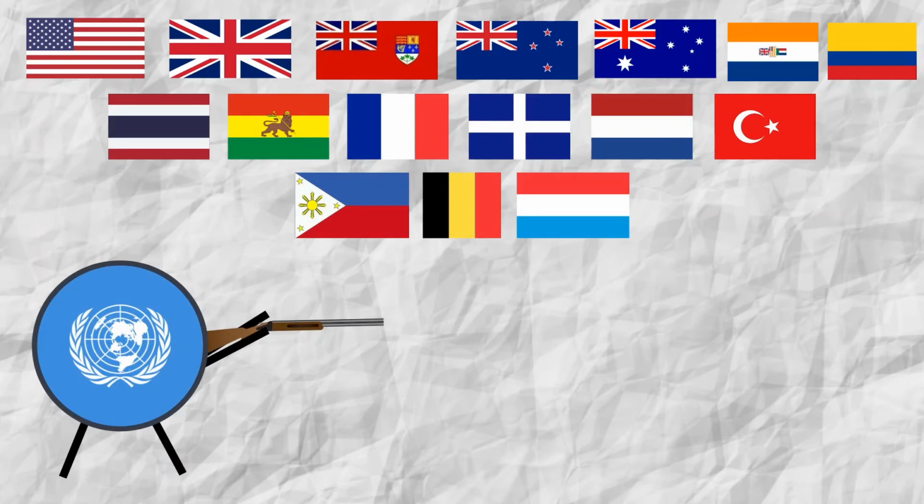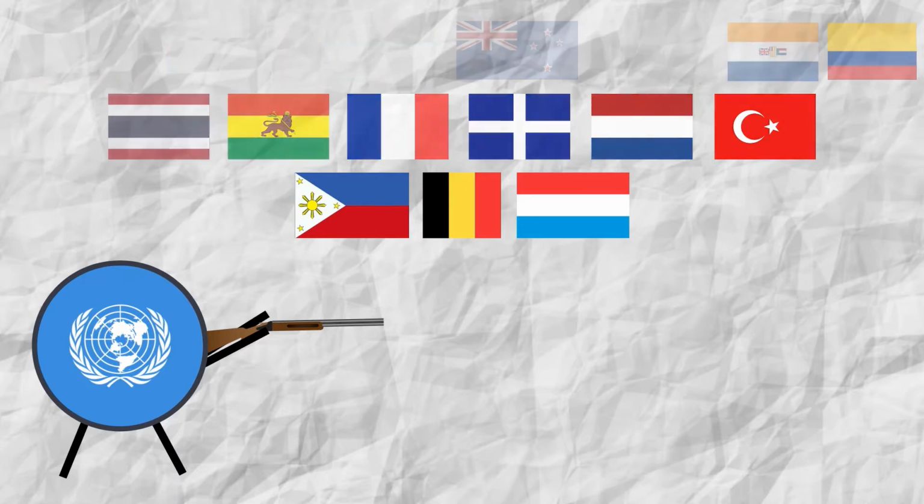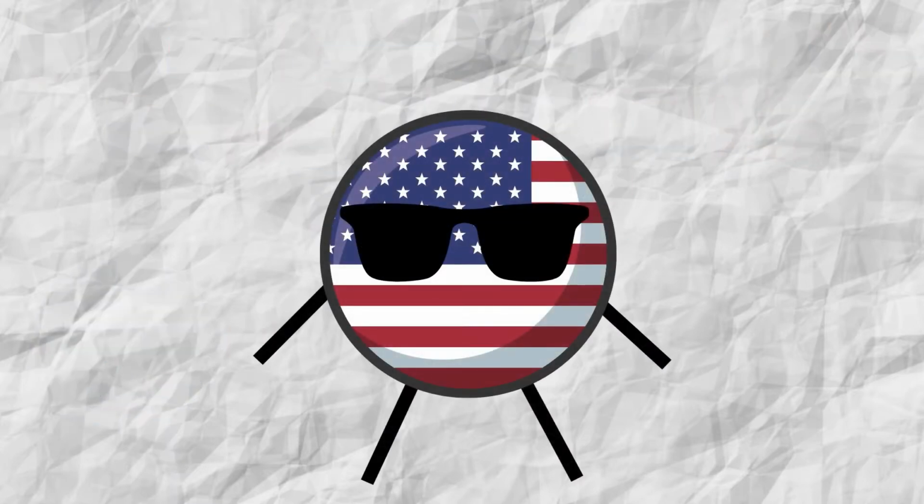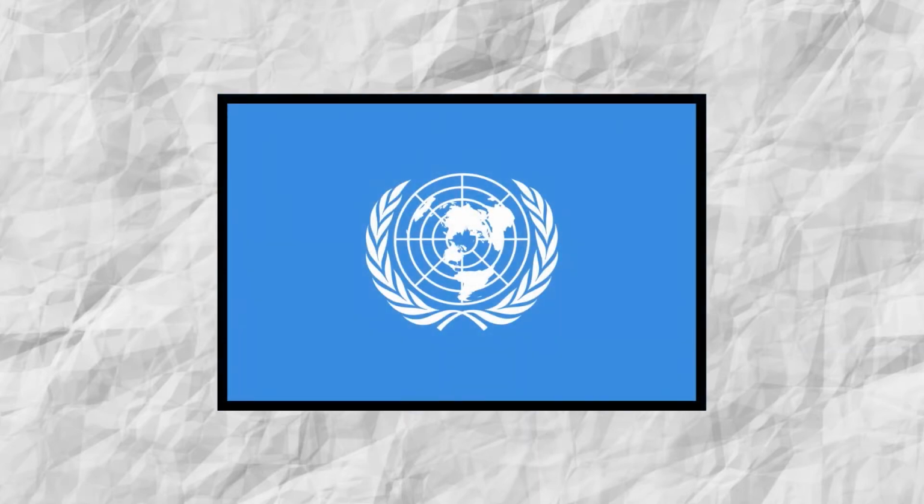The team consisted of soldiers from 16 countries: the United States, the United Kingdom, Canada, New Zealand, Australia, South Africa, Colombia, Thailand, Ethiopia, France, Greece, the Netherlands, Turkey, the Philippines, Belgium, and Luxembourg, whose troops were in the Belgian battalion. The group would be under U.S. leadership. Many of the UN countries were not nearly as anti-communist as the United States, but the U.S. was powerful enough that the other nations would follow its lead. The Korean War was the first war to be fought under the United Nations flag.